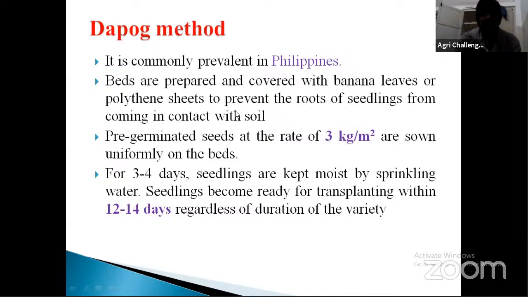For the first 3 to 4 days, seedlings are kept moist by sprinkling water, and seedlings will become ready for transplanting within 12 to 14 days, regardless of the duration of the variety.